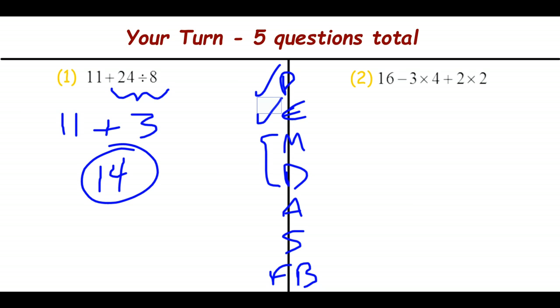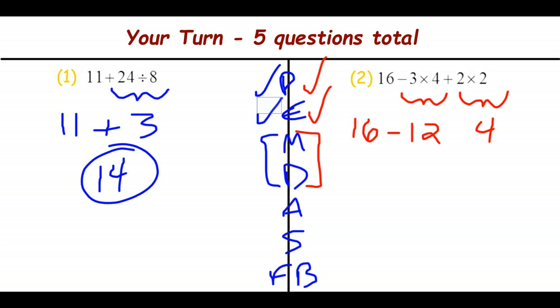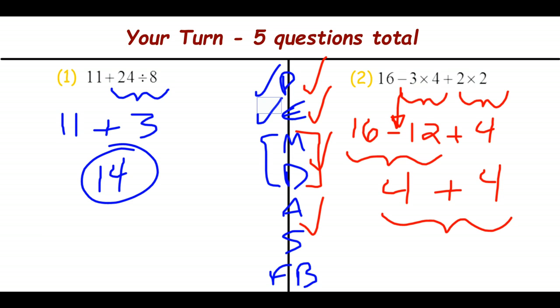On the right-hand side for number 2, we don't have any parentheses, we don't have any exponents. We do have some multiplication. 3 times 4 is 12. And 2 times 2 is 4. So this is 16 minus, because we're going to take this sign down, 12 plus 4. And now from left to right, addition and subtraction. 16 minus 12 is 4, plus 4, and 4 plus 4 is 8. So number 1 is 14, number 2 is 8.